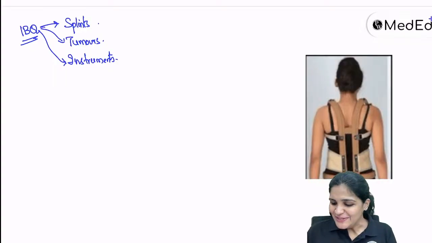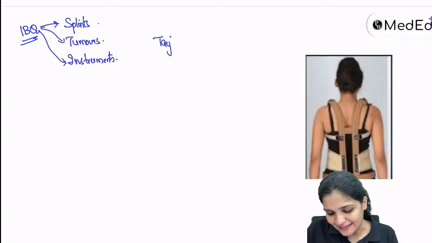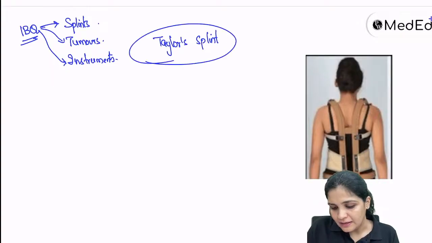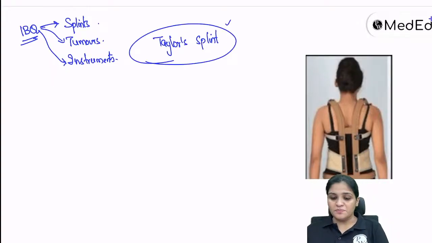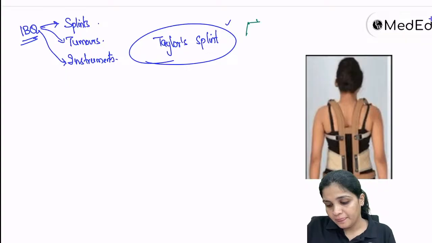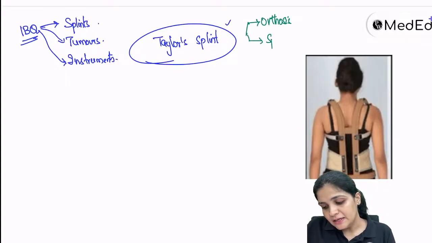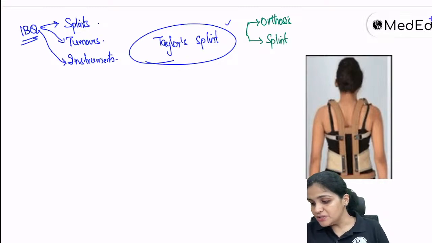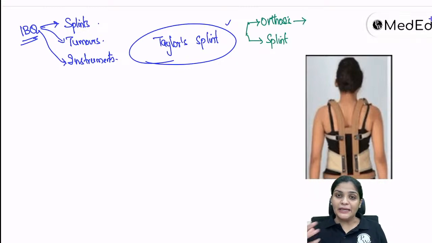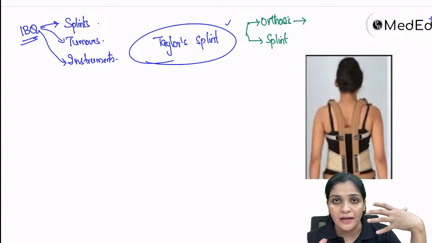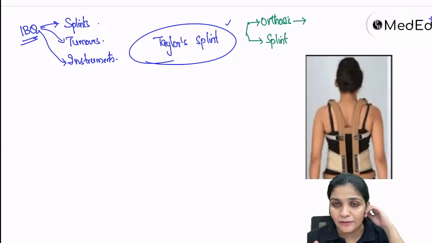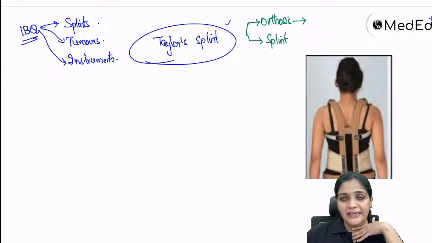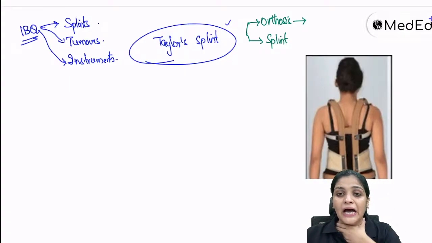Okay, so this is a Taylor's splint. So what are splints? Splints or orthosis. There are two important things. A splint or orthosis is one which will functionally help that particular part. For example, if you're taking a cervical collar, that is a type of cervical orthosis. So it will give support to the cervical spine.